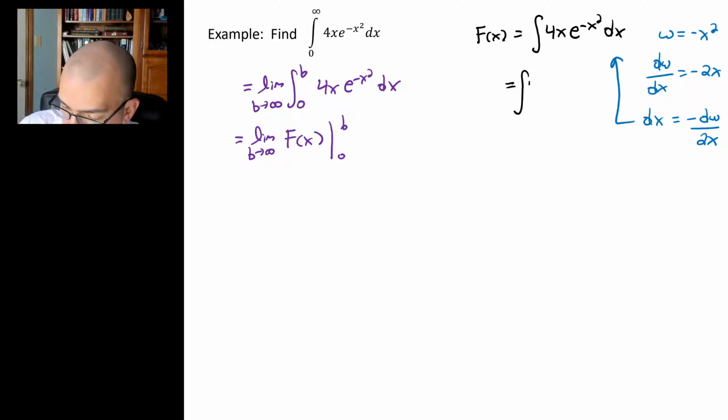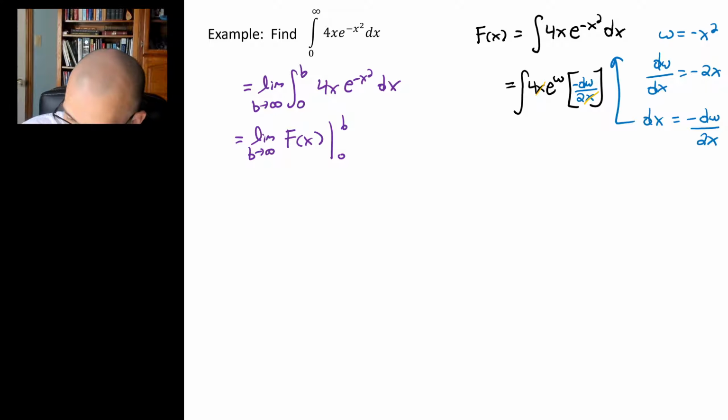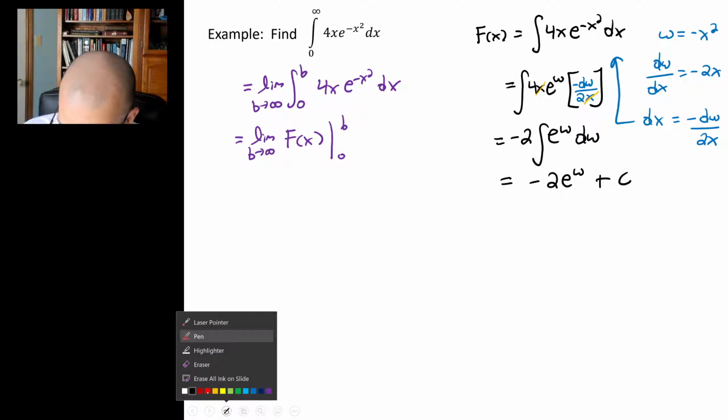This becomes 4x e to the w multiplied by negative dw over 2x. There's an x on top that cancels with the x on the bottom. We've eliminated the old variable completely, which means our substitution was successful. We still have a 2 in front. 4 over 2 doesn't completely cancel. That's okay. And it's a negative 2. We're going to bring the negative sign with it, times the integral of e to the w. So this is negative 2 e to the power of w plus c. We can ignore the c because of the bounds.